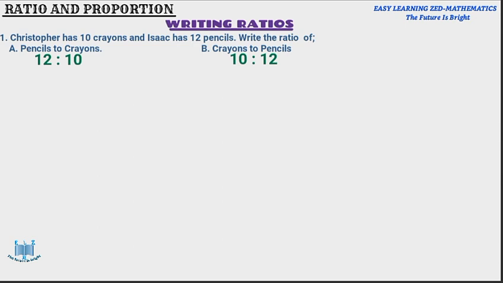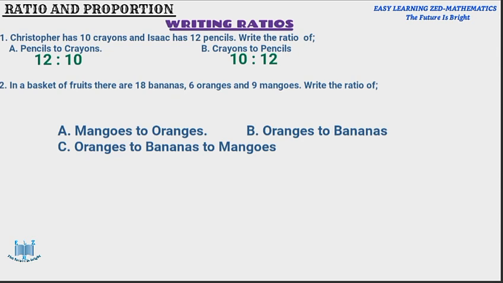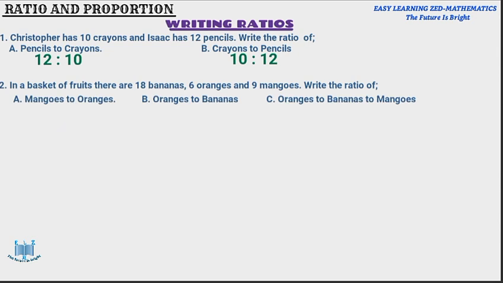Let's go to question 2. In a basket of fruits, there are 18 bananas, 6 oranges, and 9 mangoes. Write the ratio of A, mangoes to oranges, B, oranges to bananas, C, oranges to bananas to mangoes.